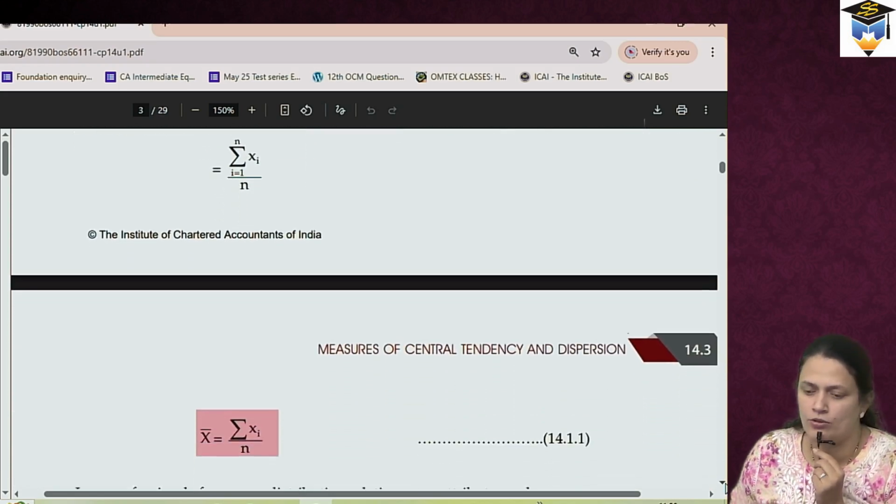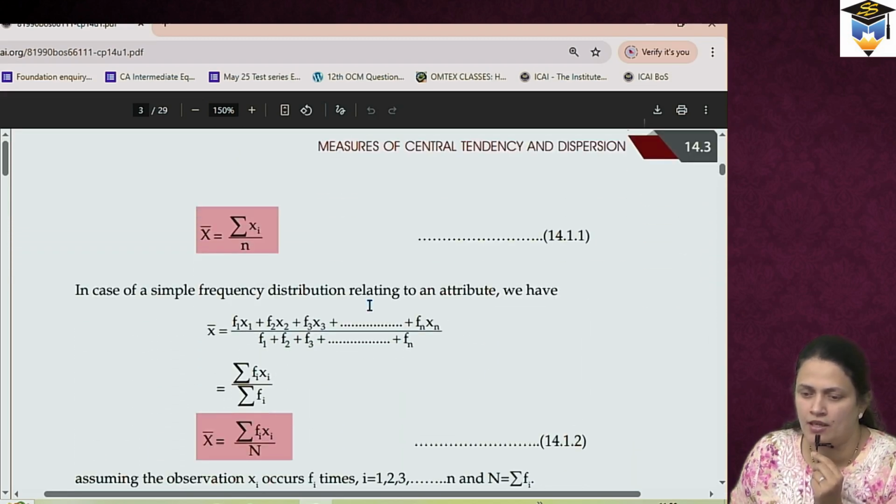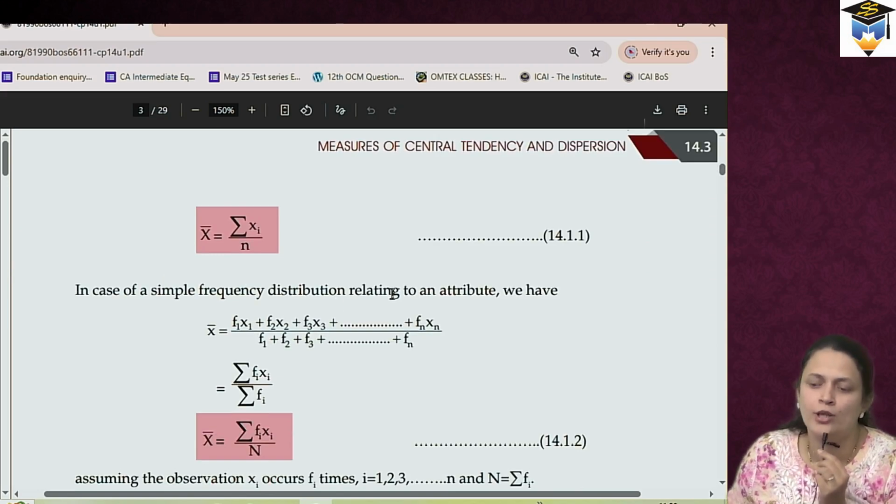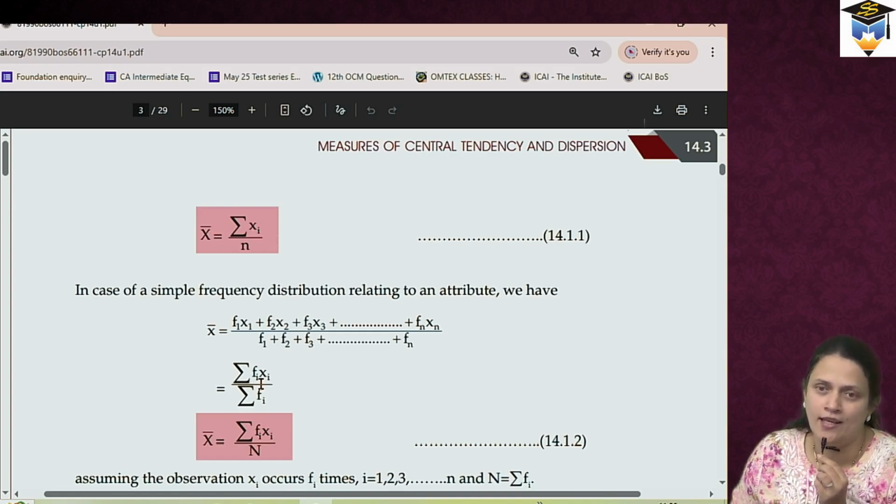So now let us go to the next point. Now, in case of a simple frequency distribution relating to an attribute, we can find out arithmetic mean by using the formula summation of fi xi upon summation fi. Please write this down. This is in case of simple frequency distribution. We are going to see an example so that it becomes more clear to you. But I want you to write down all the formulas.